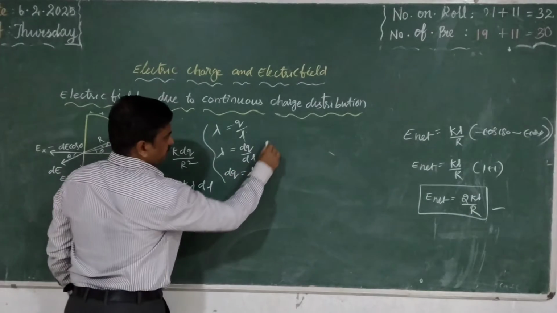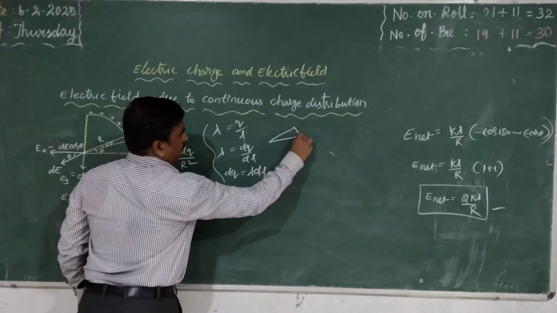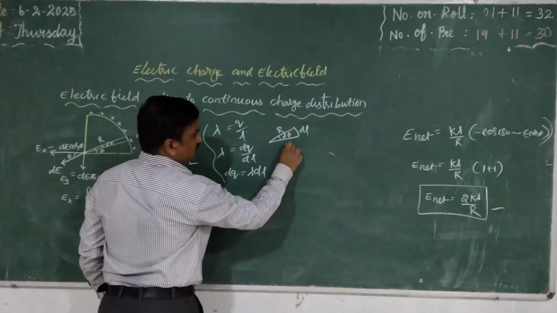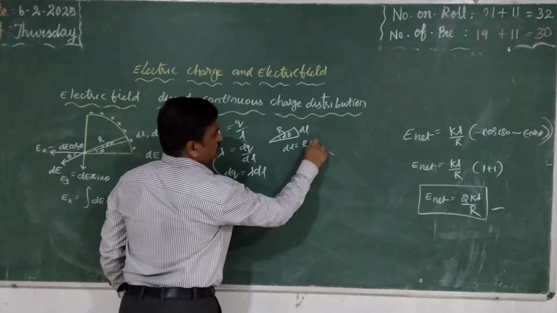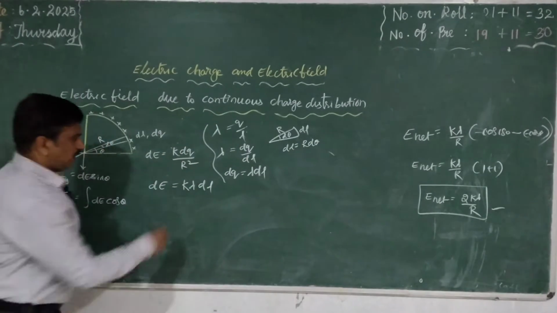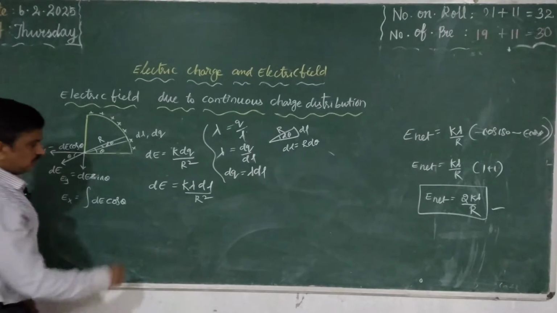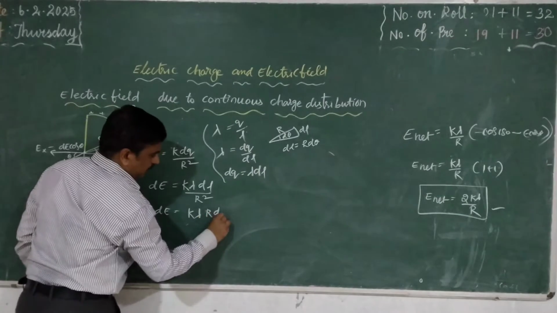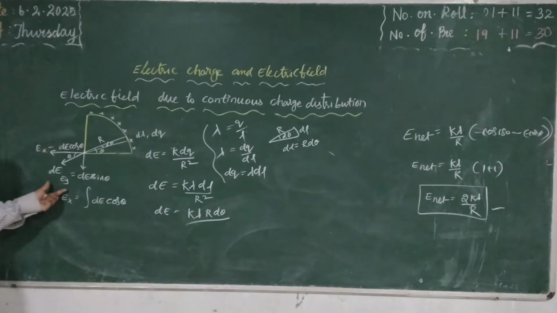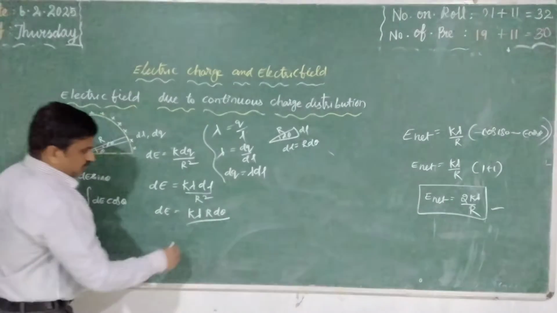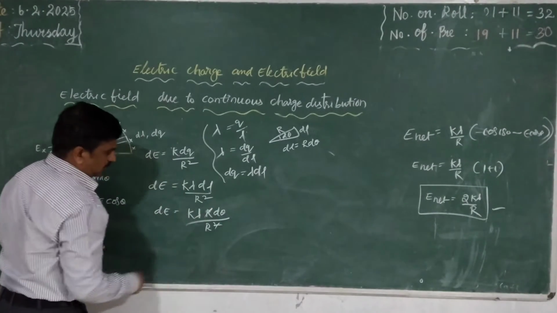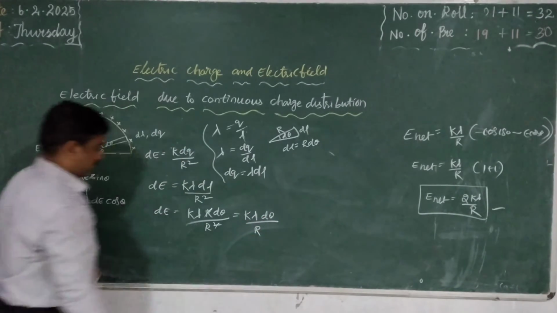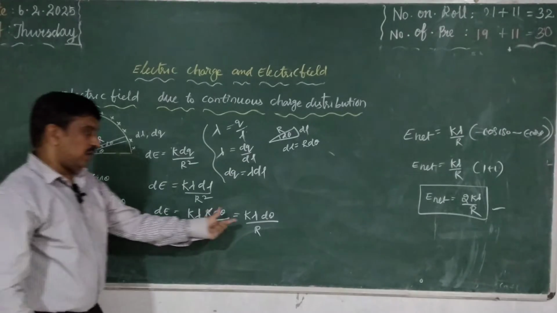See one more, this arc. This is dl, this is d theta, radius r. Arc length dl equal to radius into theta, so r theta. Where dl is there, we can write r d theta. So dE equal to k lambda dl, means r d theta, by r square. r cancels, what we get? k lambda d theta by r. So dE means k lambda d theta by r.